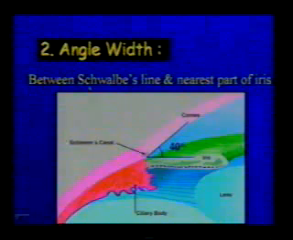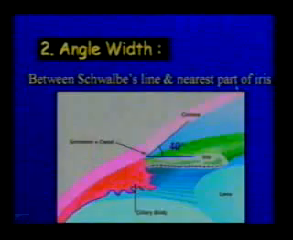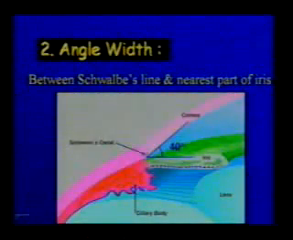The second point is to notice the angle width. It is the distance, the angle between the Schwalbe's line and the nearest part of the iris. The last thing is to notice the structures visible in the angle.